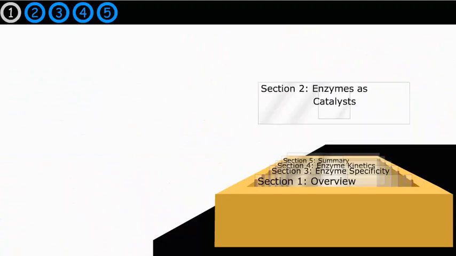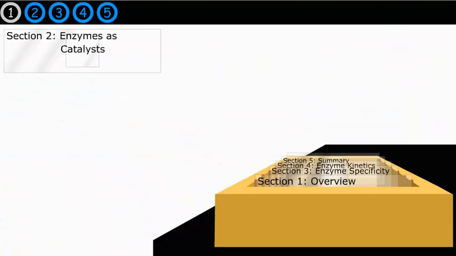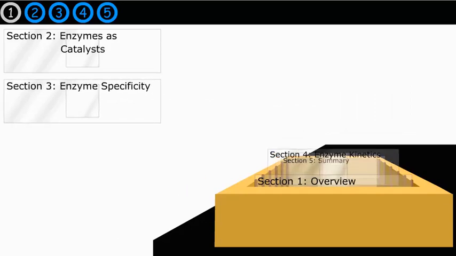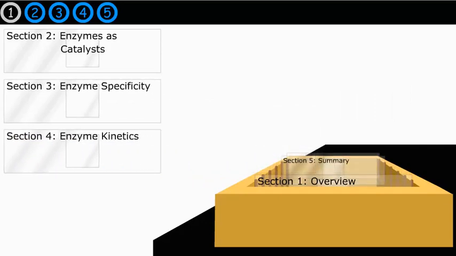In this activity, we'll learn how enzymes work as catalysts, how they catalyze specific reactions, and how reaction conditions affect reaction rates.